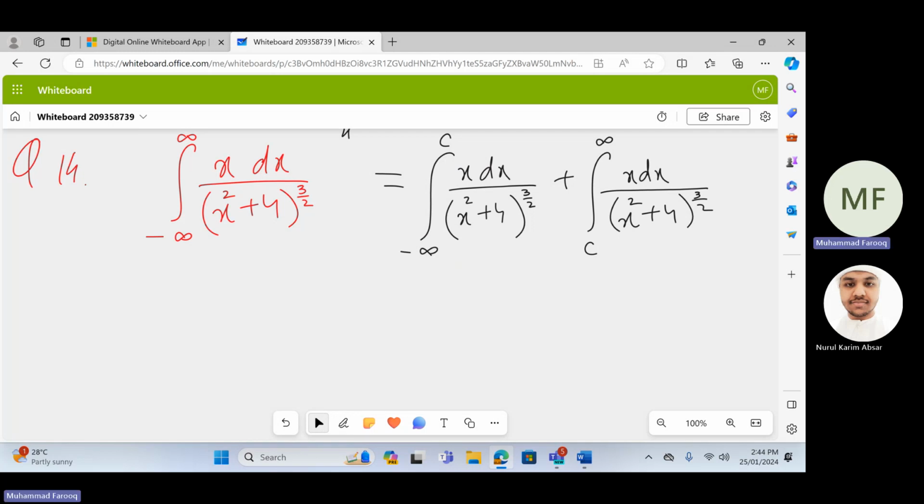Now, after that, same thing, please. In the first integral, where's the problem? In the infinity, replace it by t.